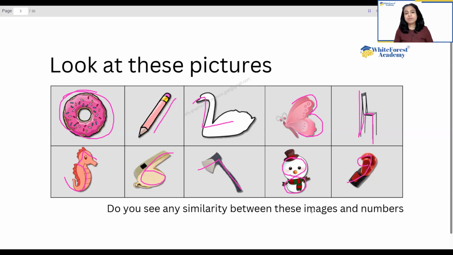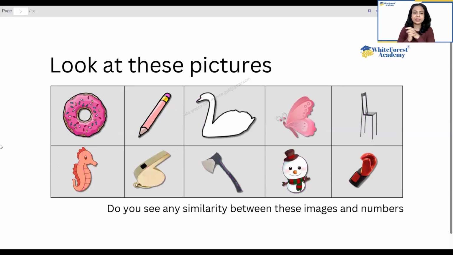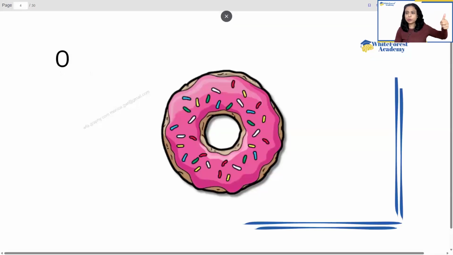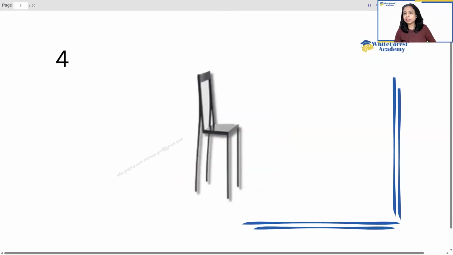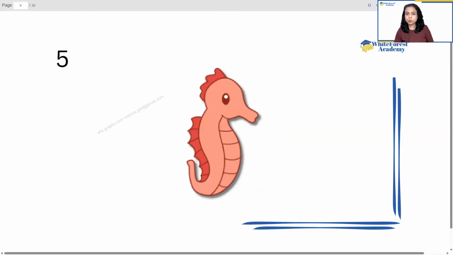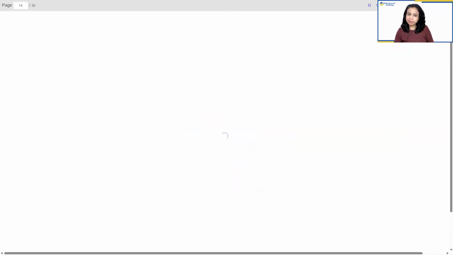So what are we doing? We are creating memory pegs. Memory pegs are basically any object that helps me connect with numbers, that helps me associate with numbers. Earlier we saw the rhyming pegs. These are lookalike pegs. Let's move ahead. I told you 0 looks like donut, 1 is pencil, 2 is swan, 3 is butterfly, 4 is chair, and so on. All my memory pegs are there.